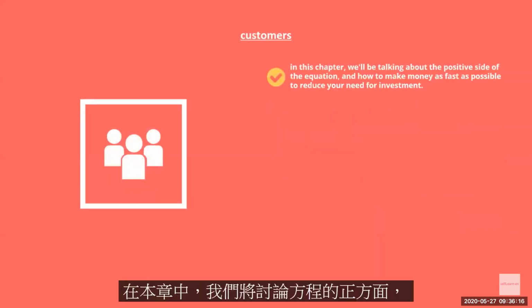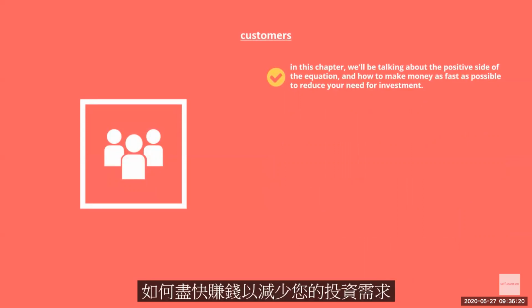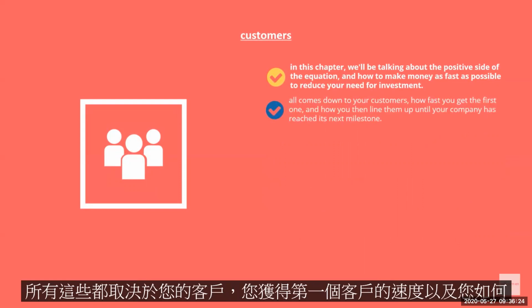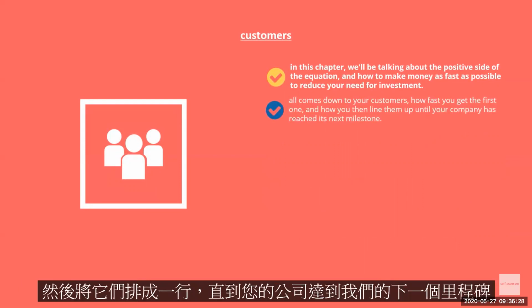In this chapter, we'll be talking about the positive side of the equation and how to make money as fast as possible to reduce your need for investment. This all comes down to your customers, how fast you get the first one, and how you then line them up until your company has reached its next milestone.